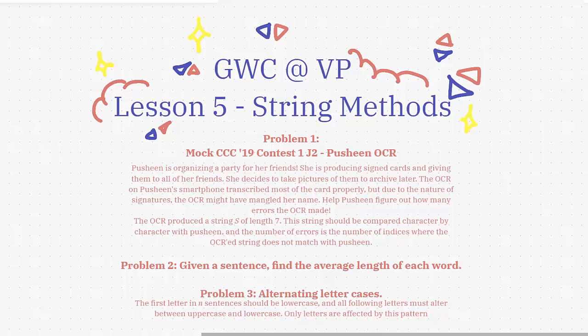For our second problem, we're going to count the average length of each word in a sentence. For our third problem, we're going to create an alternating letter case. For example, if the first letter is lowercase, the next has to be uppercase. The first letter is going to be lowercase, the next uppercase, and it's going to alternate like that, and only letters are affected by this pattern.